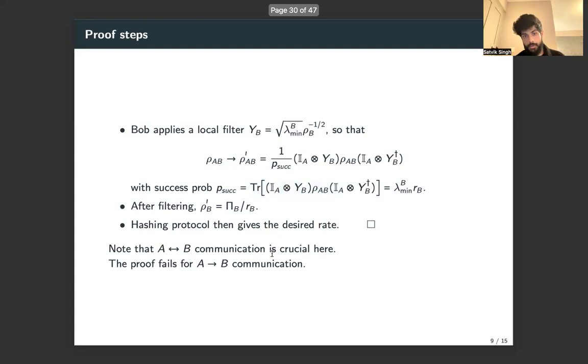A crucial point to note here is that two-way communication is essential in this proof, because after applying this filtering operation, Bob would want to communicate back to Alice to say that the operation succeeded. Because if it did not succeed, then they would have to discard the states for which this operation failed. And so two-way communication is essential here. And this is why the proof fails if you just allow one-way communication from Alice to Bob.